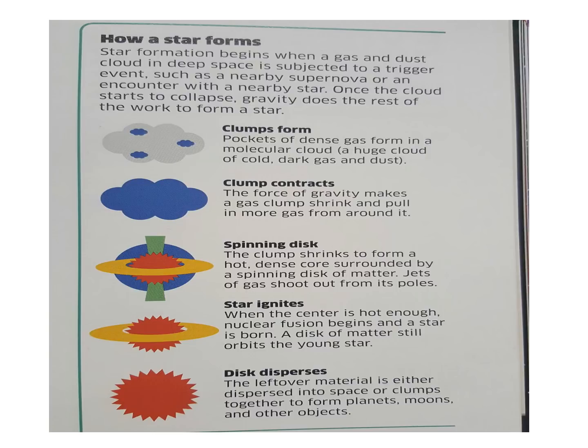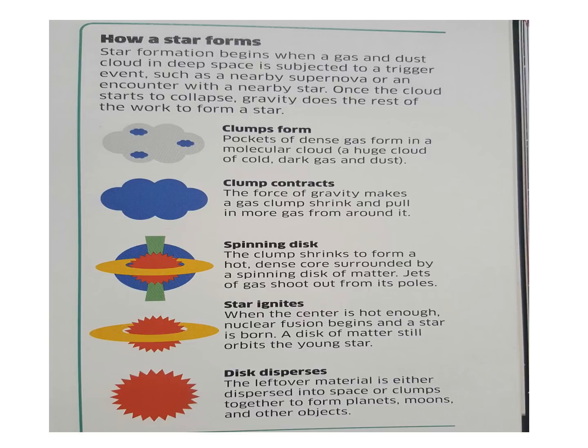And then you start getting a spinning disk. The clump shrinks to form a hot, dense core surrounded by a spinning disk of matter. Jets of gas shoot out from its poles. The star ignites, which means you have the birth. When the center is hot enough, nuclear fusion begins and a star is born. A disk of matter still orbits the young star.